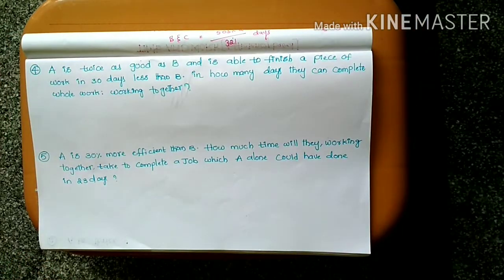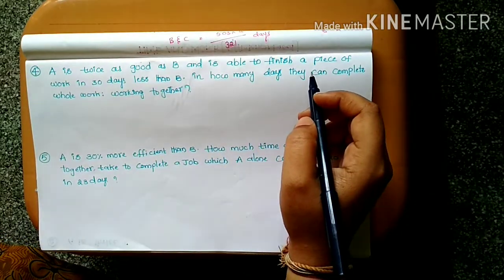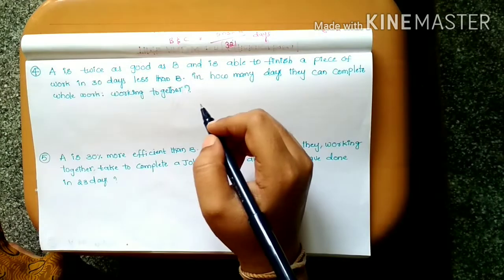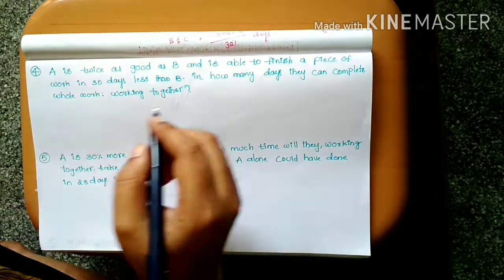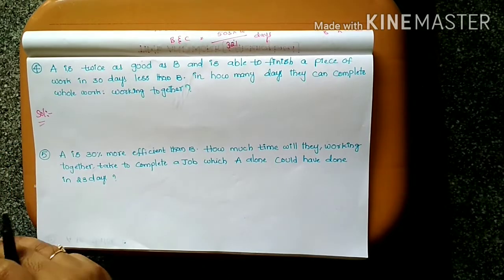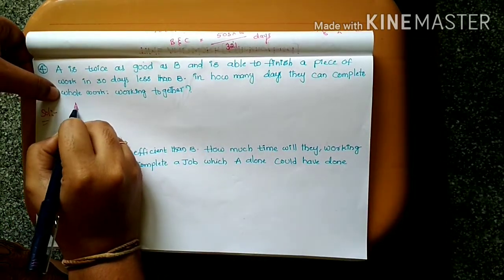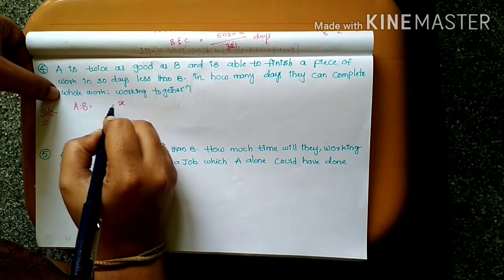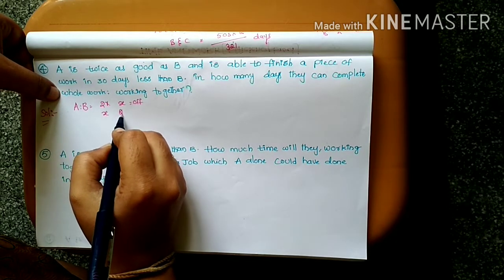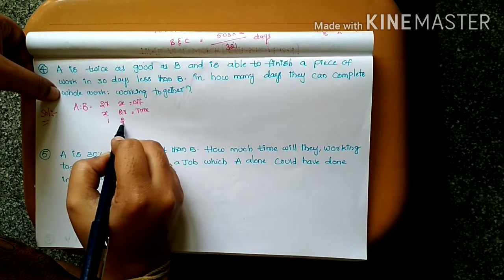Next: A is twice as good as B and is able to finish a piece of work in 30 days less than B. In how many days can they complete the whole work working together? Solution. A is twice as good as B. Suppose B is x, A is 2x in efficiency. In time, x to 2x, so 1 to 2.